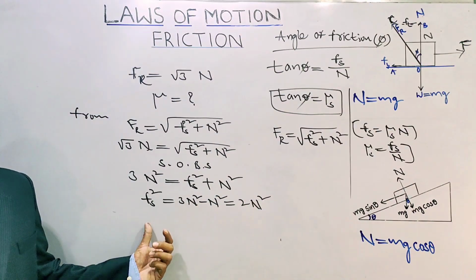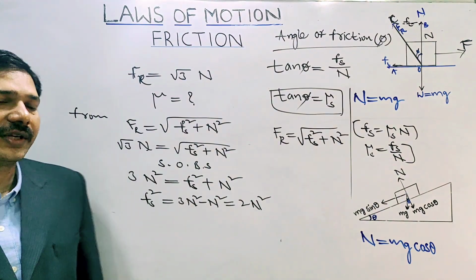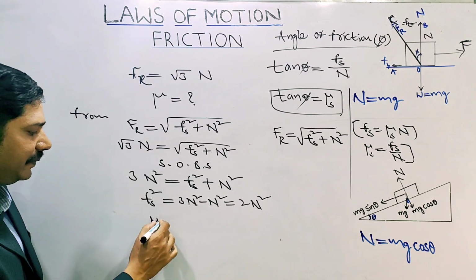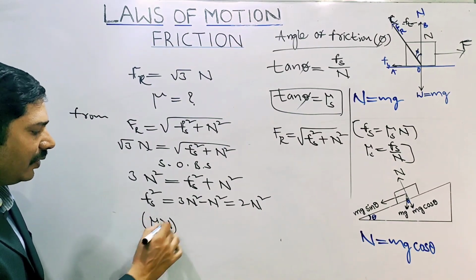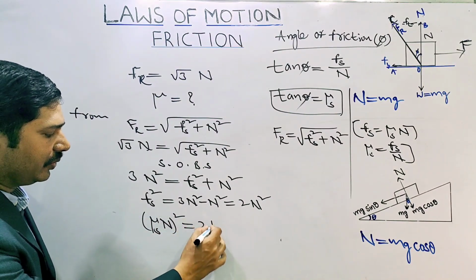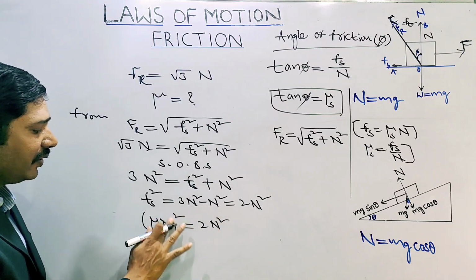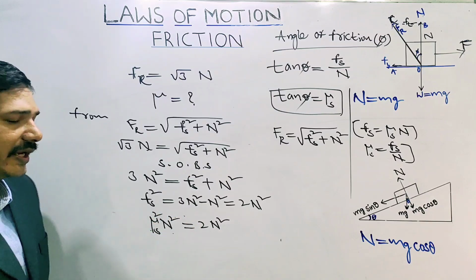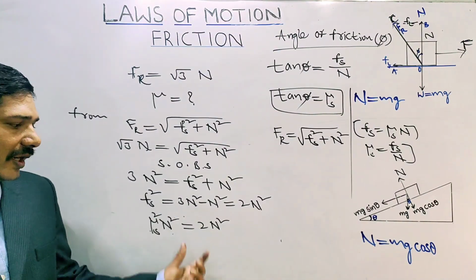Now the frictional force formula we just discussed: Fs is mu s N, so (mu s N) whole square equals 2N square. Substituting individually, mu s square N square is equal to 2N square.